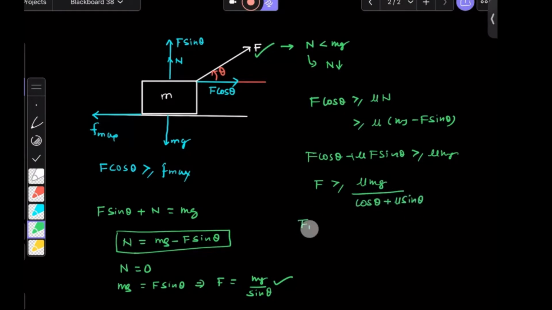So the minimum force that we must apply for a given angle is mu mg by cos theta plus mu sin theta. Correct? So this is the case when we are trying to pull an object instead of pushing an object, no?